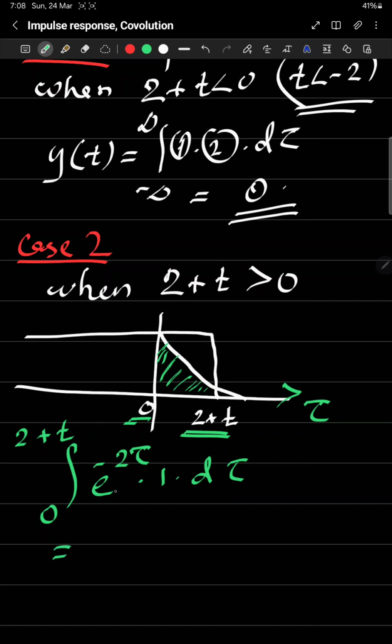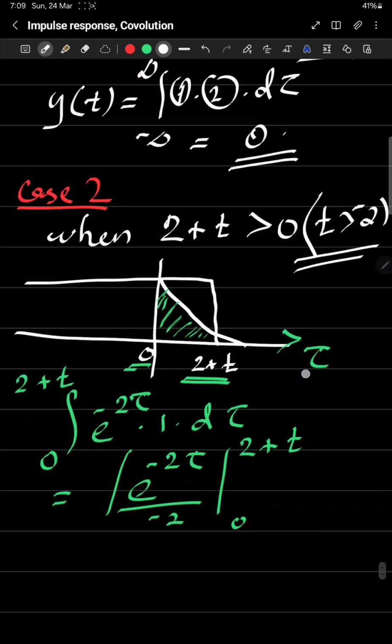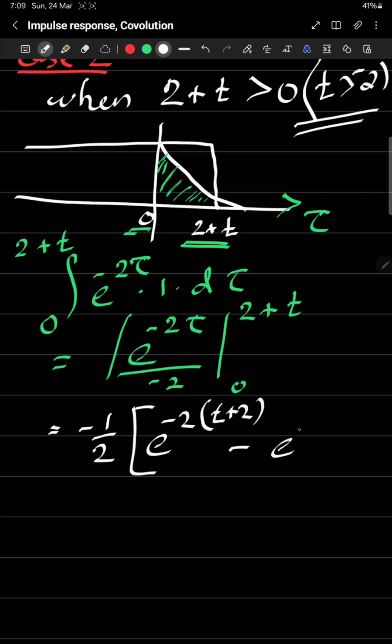Now when you perform the integration, you will get that particular result. Let me integrate it. The integral of e raised to minus 2 tau is e raised to minus 2 tau divided by minus 2, and the integration limit is 0 to 2 plus t. When you substitute this value, you will get the value of y of t for t greater than minus 2. We have seen that for t less than minus 2, the function value was 0. Now for t greater than minus 2, let us check the function value. When you calculate this integration, you will have minus 1 by 2 times e raised to minus 2 into t plus 2, minus e power 0.